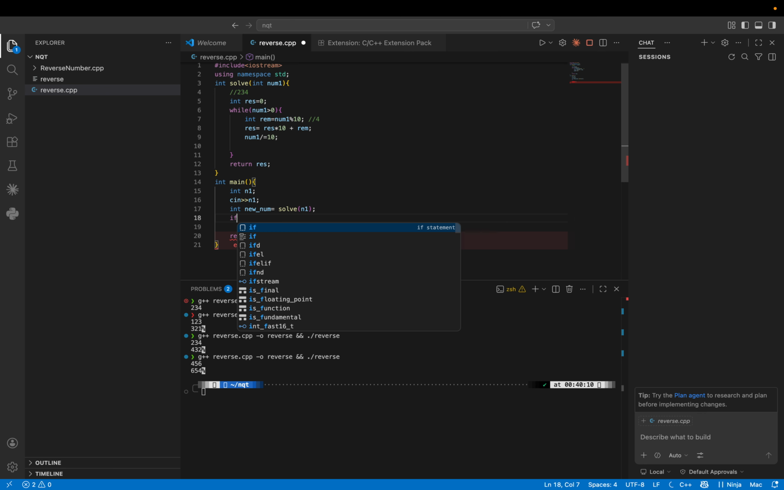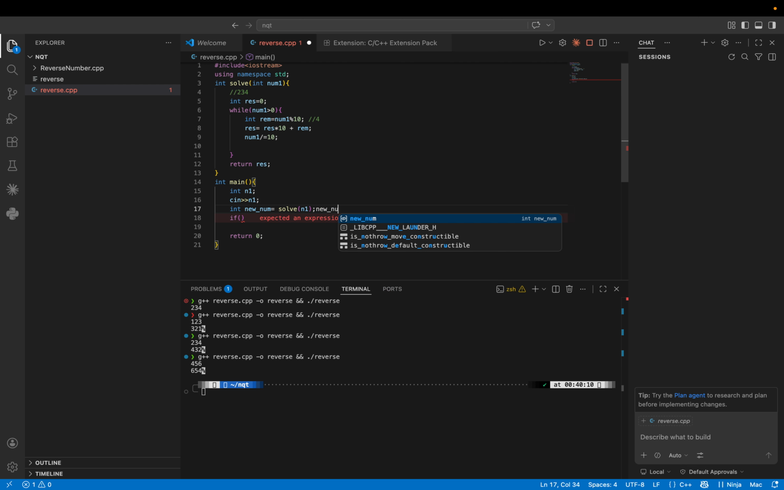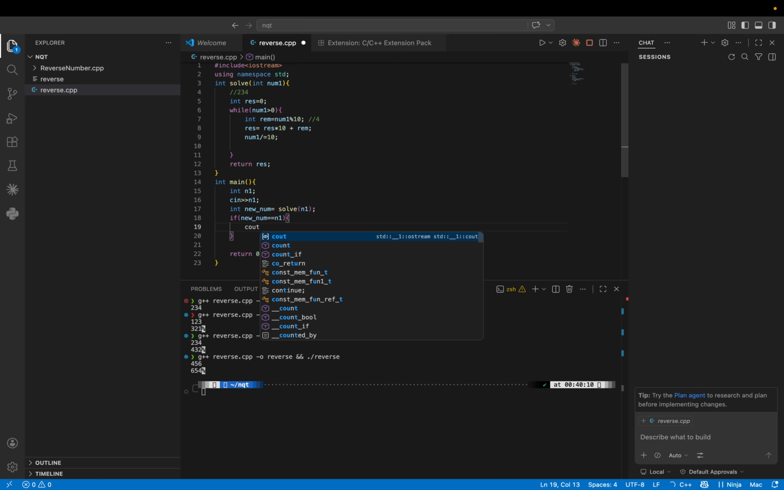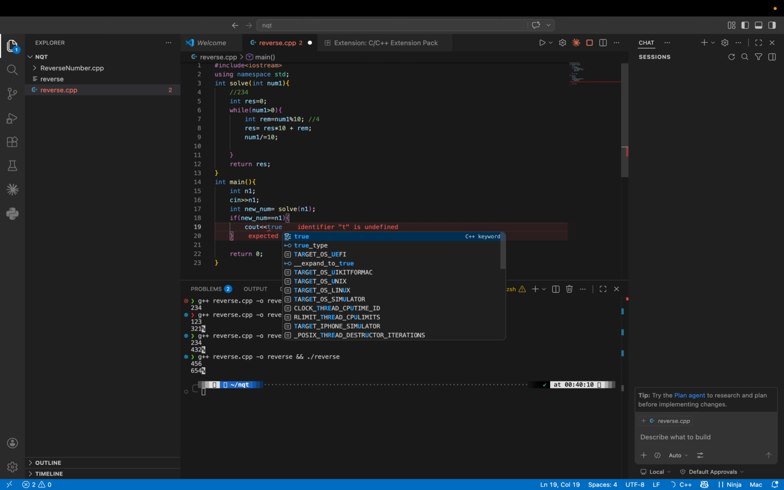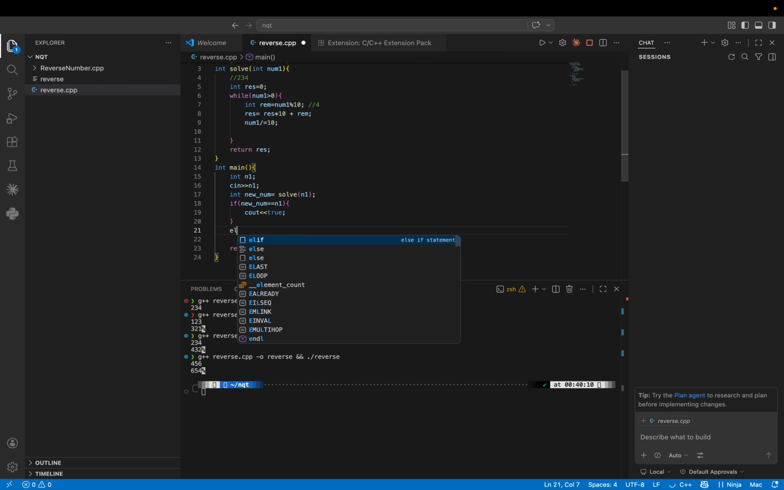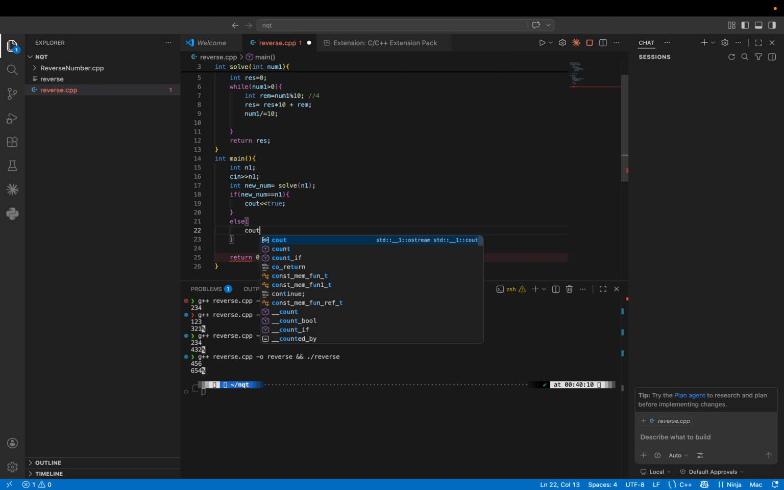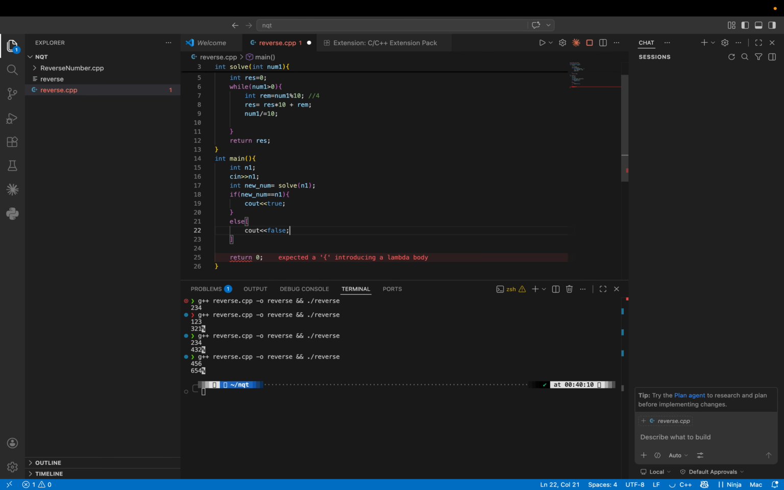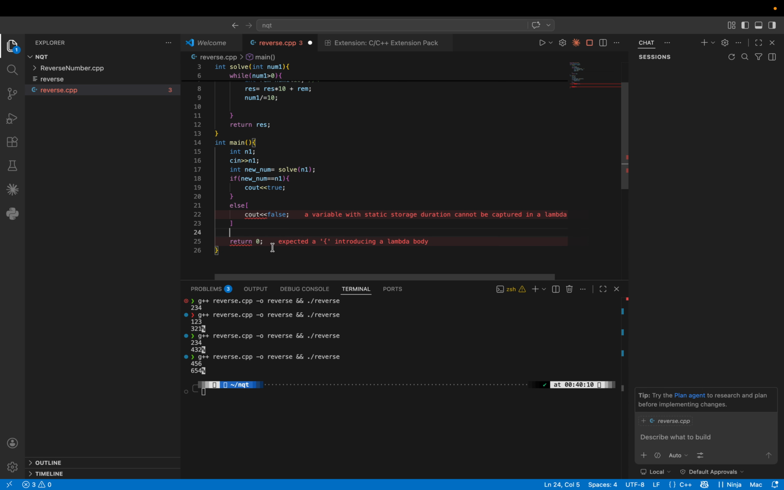So I have this new number and I say that if this new num is the same as my num1, then I will return, or I will do a cout of true, else cout false. Why do I do these? I don't understand myself.